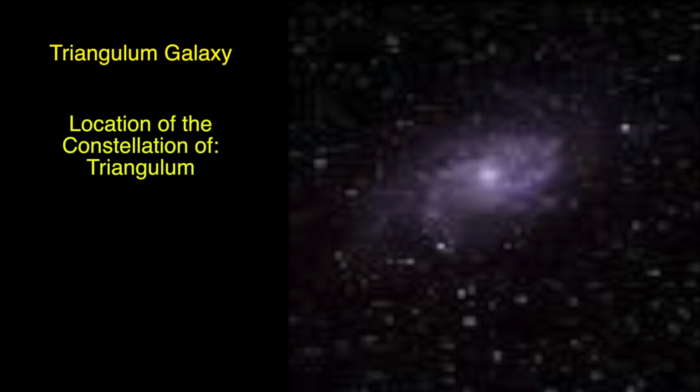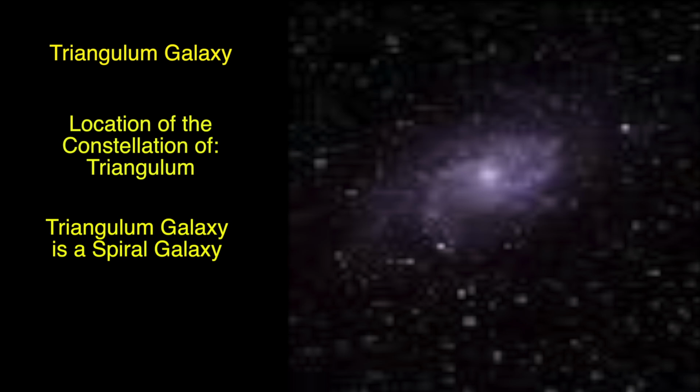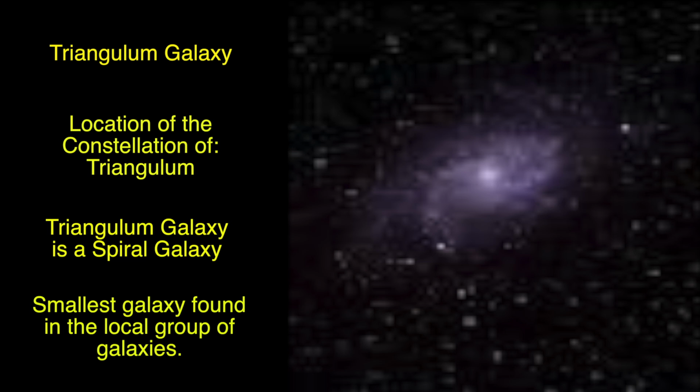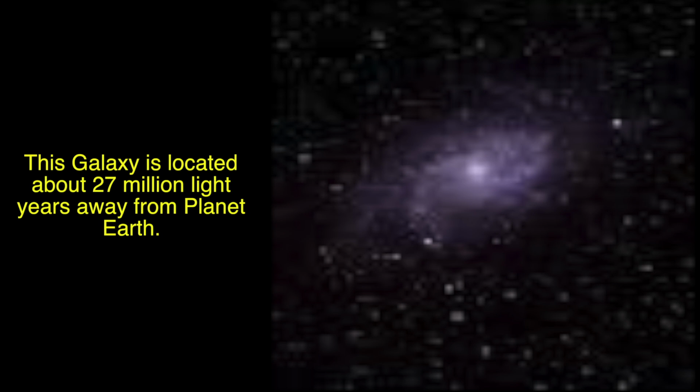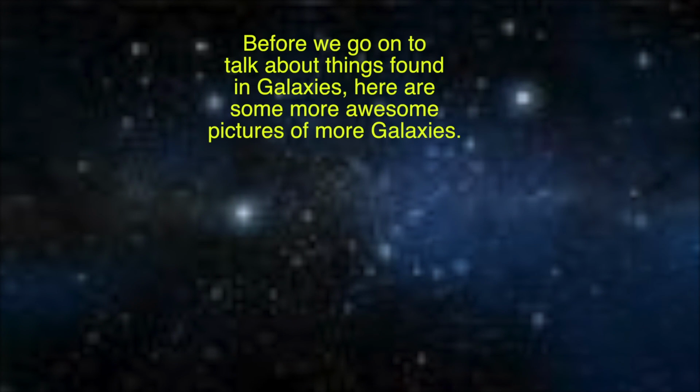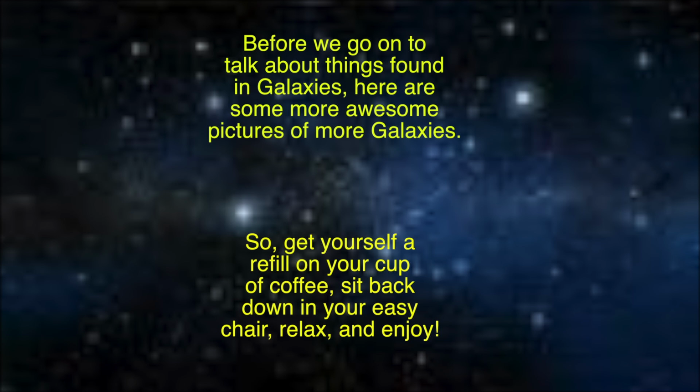Triangulum Galaxy. Location of the constellation of Triangulum. Triangulum Galaxy is a spiral galaxy. Smallest galaxy found in a location of local group of galaxies. The galaxy is located about 27 million light years away from planet Earth. Before we go on to talk about things found in galaxies, here are some more awesome pictures of more galaxies. So get yourself a refill on your cup of coffee, sit back down in an easy chair, relax, and enjoy.